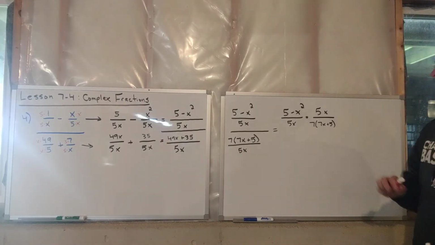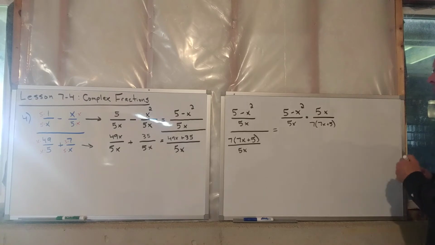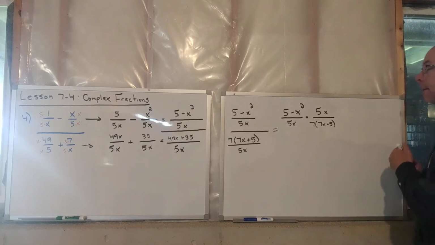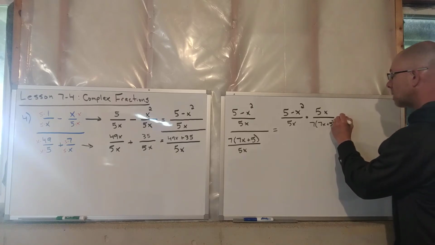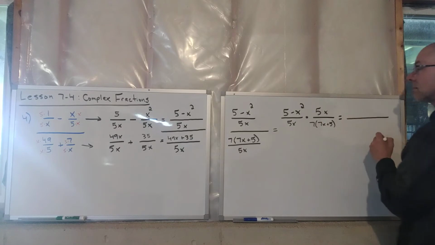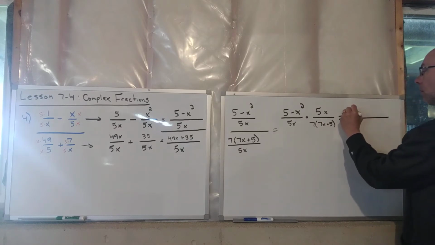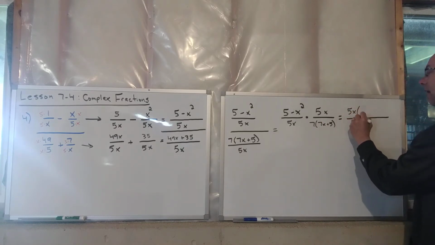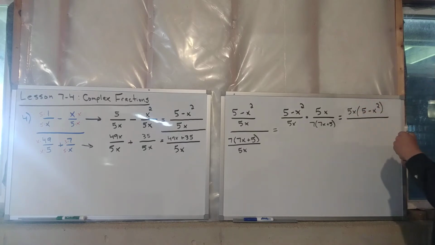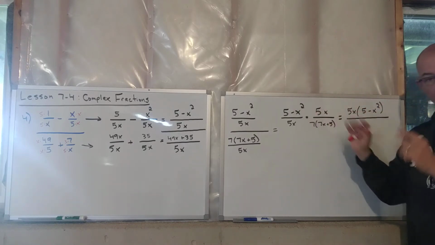Okay, so remember, I'm not doing any distributive properties just yet, because that's where I see reducing areas. So the numerator I will call 5x times 5 minus x squared. See, not actually multiplying those just yet.